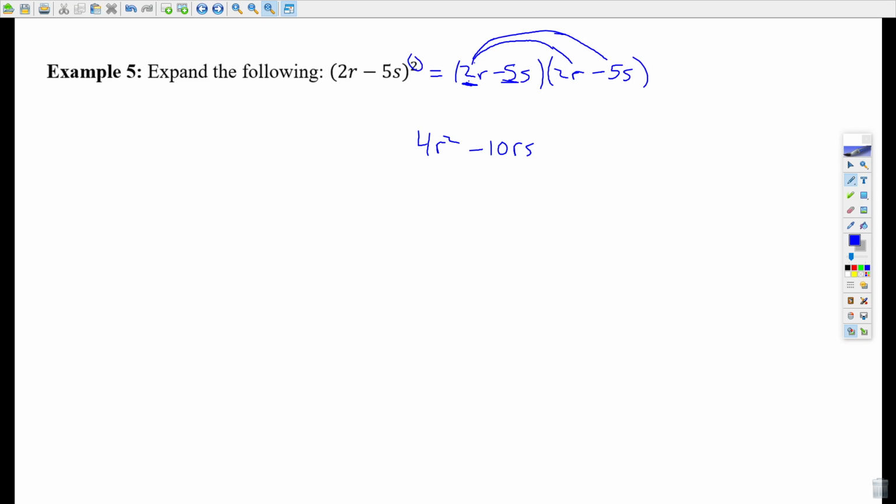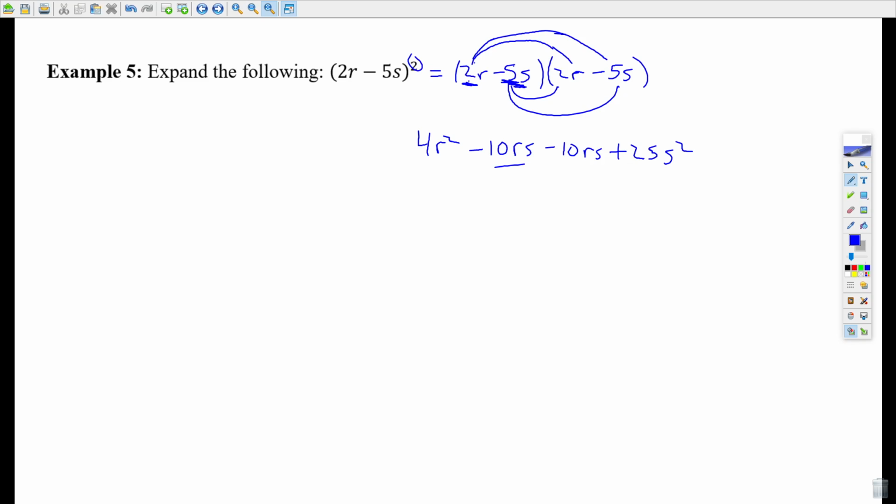And then we do it again with this negative 5s. We go to the 2r. Negative 5 times 2 is negative 10. We have s and r, so I'll just write it as rs again. And then we have negative 5s times negative 5s. That's going to be a positive 25. S times s is s squared.